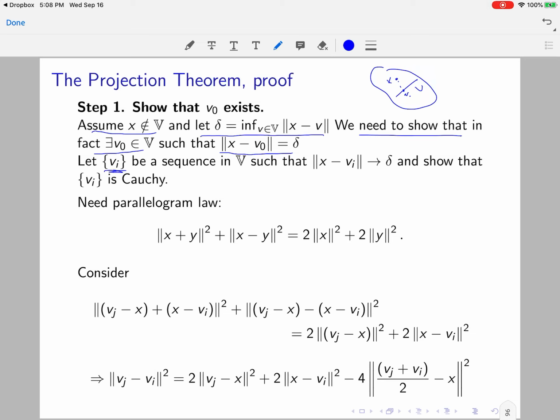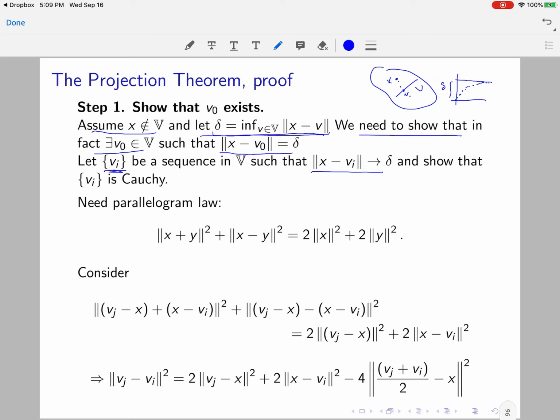Okay, so to do that, we're going to construct a sequence. Let v_i be a sequence in V, and we already have established that delta is the infimum. So think of something that's kind of converging. It may not actually reach it, so the distance here would be delta, and it's getting closer and closer to delta, but maybe it doesn't actually achieve it. So we're going to construct a Cauchy sequence v_i so that the norm gets closer and closer to that infimum.